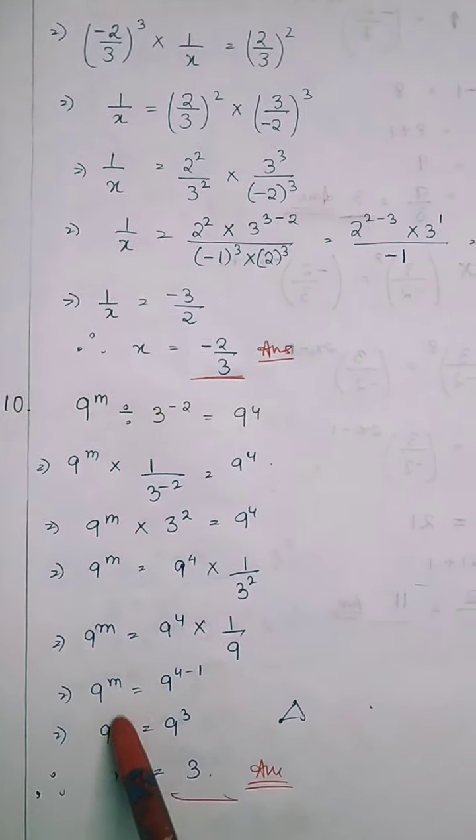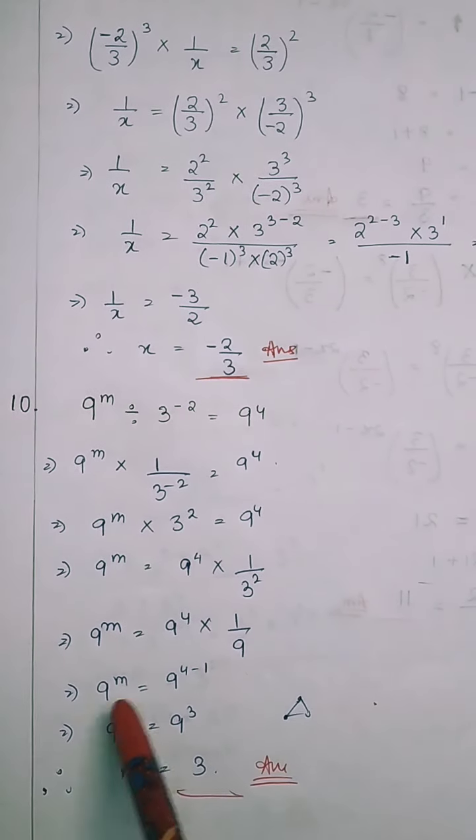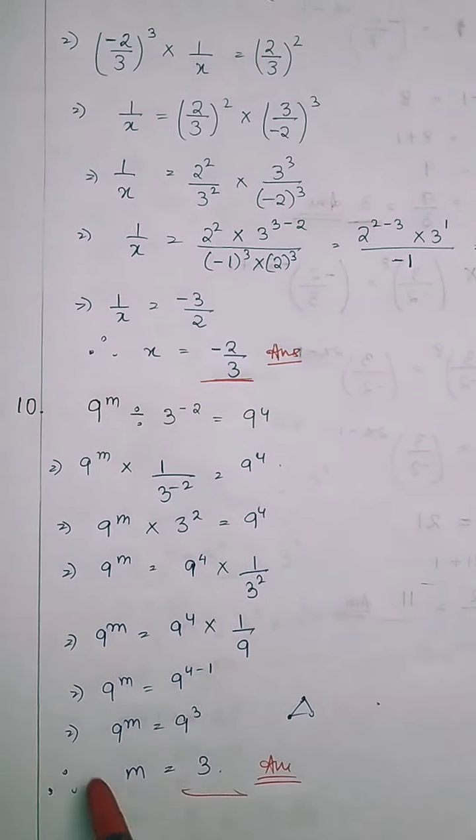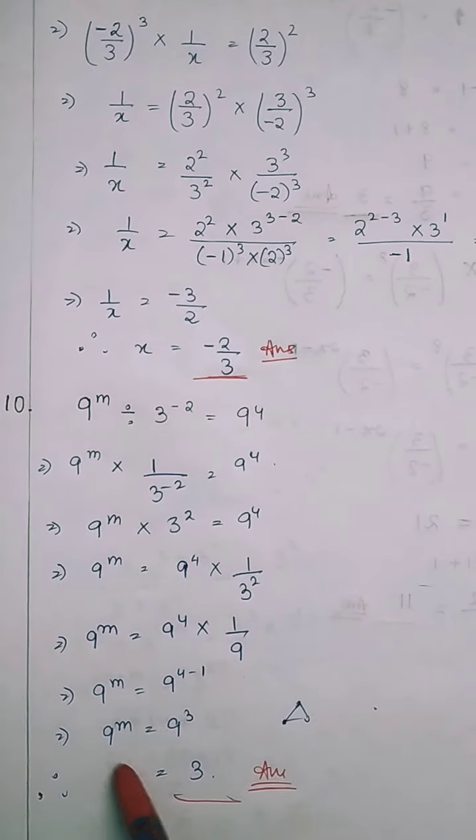Now here we can see that the power is here m and here the power is 3 and everything is same. So therefore the value of m will be 3.